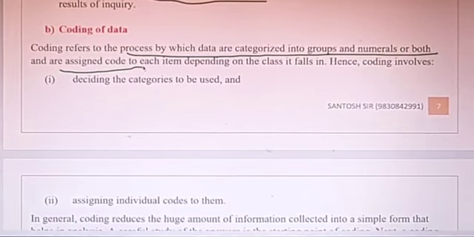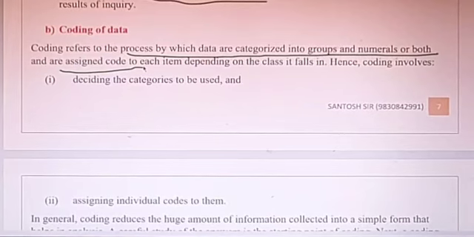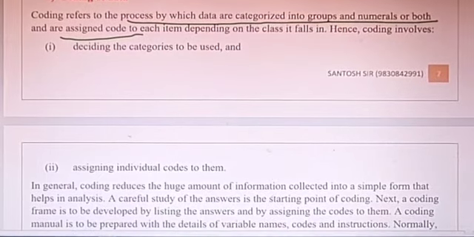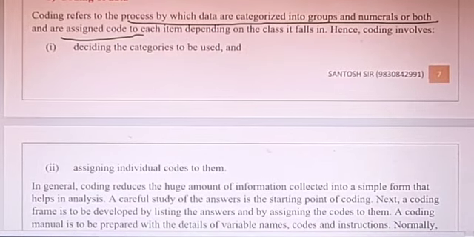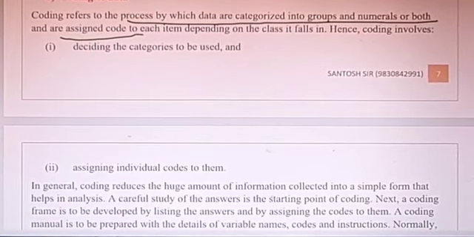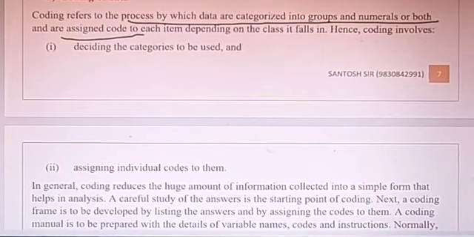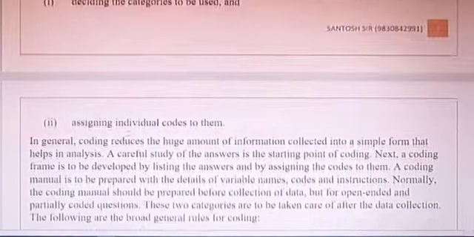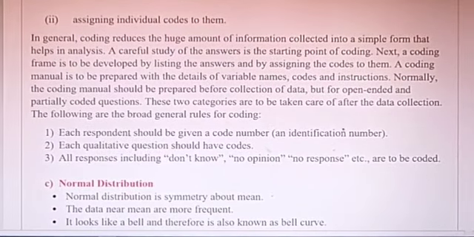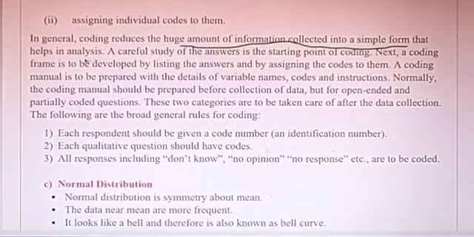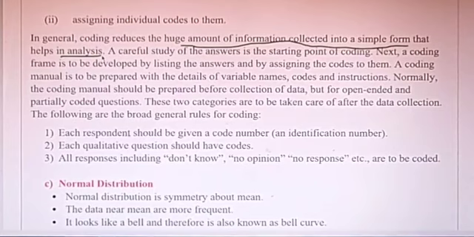So this coding of data is done to facilitate the analysis of the data. Very important one. As you know, in IGNOU we have different codes for the subjects. There are many subjects taught by IGNOU, and different codes are assigned to these subjects so that they can easily categorize the subjects. Like this you can write about the coding of data, and it reduces the huge amount of information collected into a simple form, so that makes our analysis more clear.